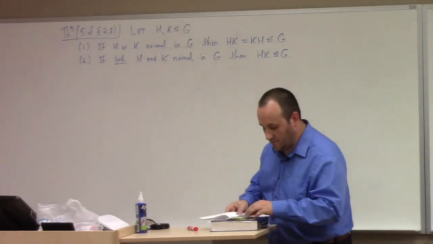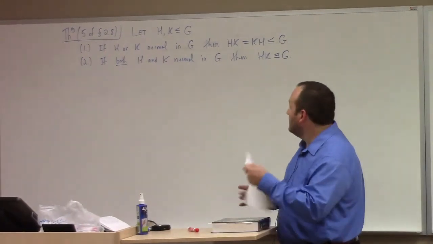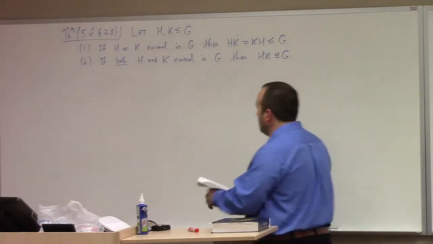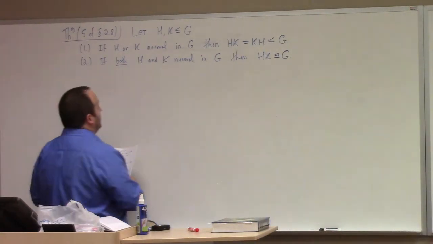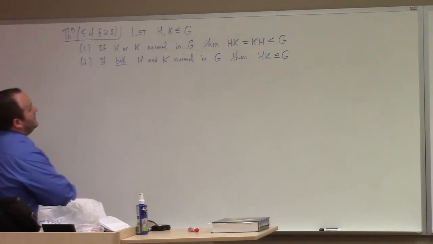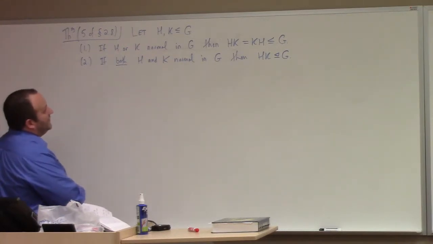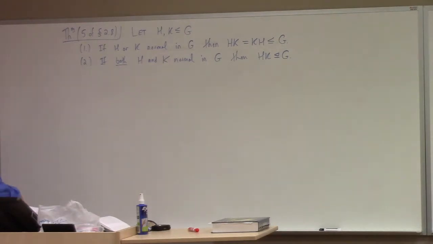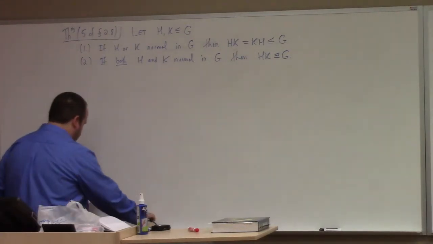Let me get this out of my system right quick. Theorem 5 is this theorem for products. Let H and K be subgroups of G. Number 1 says if H or K is normal in G, then the product HK is a subgroup of G. And number 2, if they're both normal, then the product is normal.